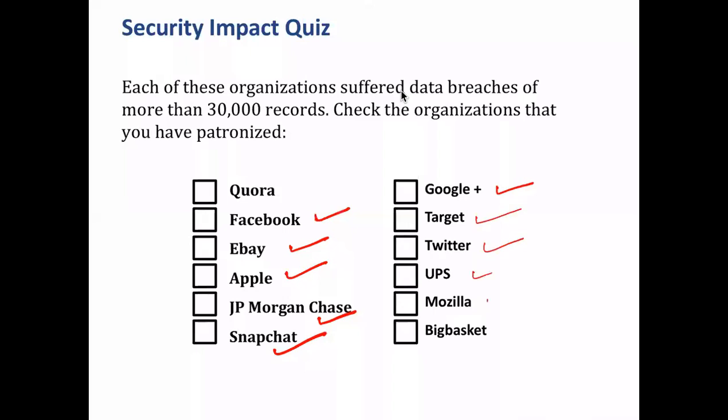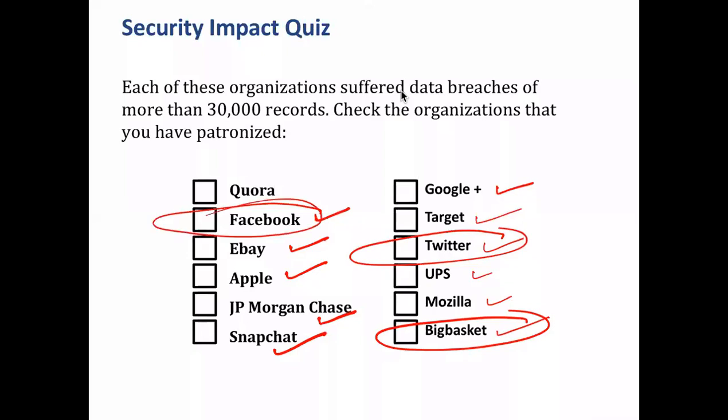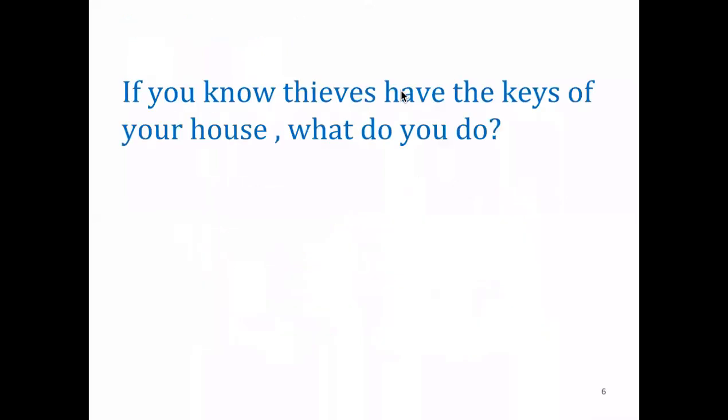UPS, Mozilla browser, most of us are using. And of course, one Indian name I have included, Big Basket. During COVID time, many of us have used Big Basket, right? And they all had data breaches. Now let's assume that you have patronized at least some of these, like either Big Basket, Twitter, or maybe Facebook. What have you done? What action have you taken? There's a question.